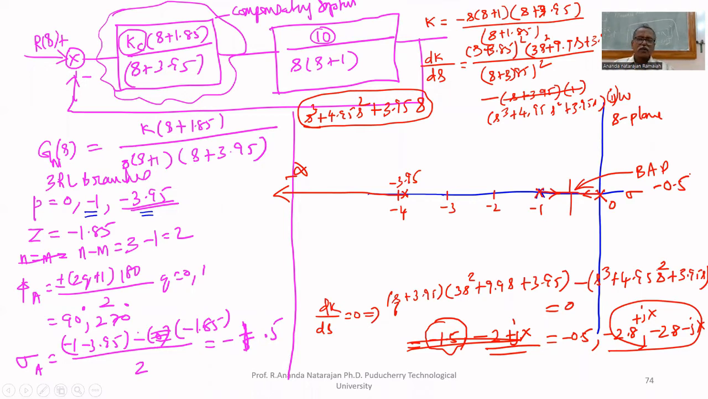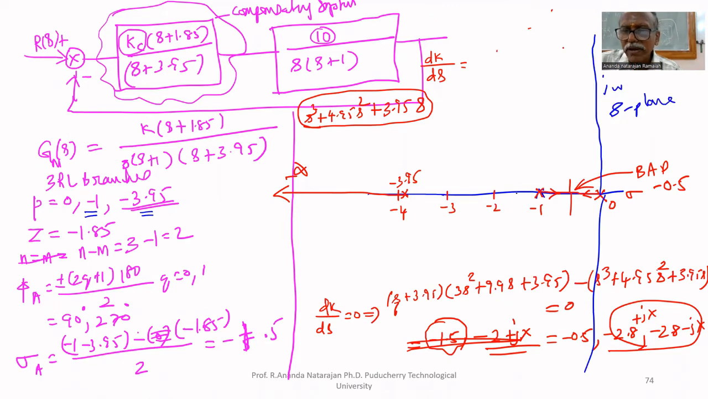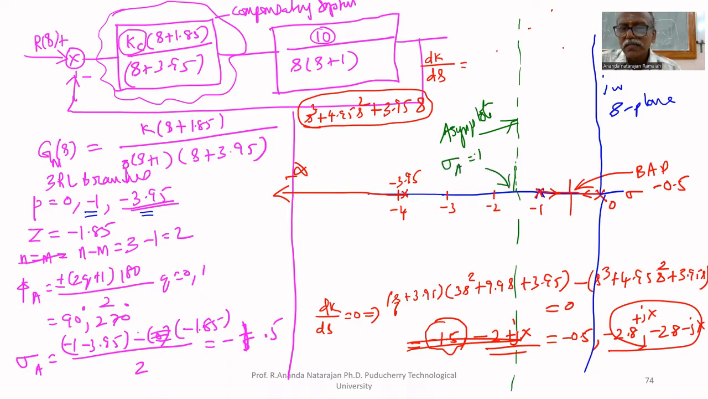Now we have to find what is sigma a. Sigma a is minus 1.5. Therefore, we have to draw an asymptote at minus 1.5. This is the asymptote. That is sigma a, sigma a equal to minus 1.5. The angles are 90 and 270.